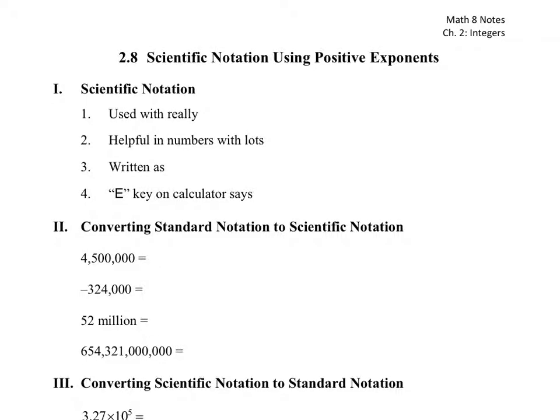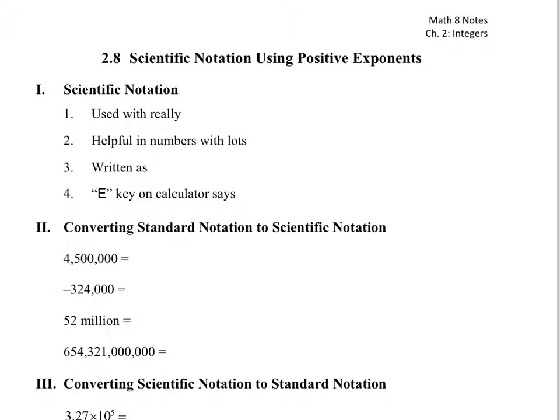Okay, 2.8, scientific notation using positive exponents. Notice that word positive. Positive's a good thing here. Scientific notation is used with really large numbers. And that's today. Today we're going to do large numbers or really small numbers, and this is tomorrow. So today we're going to focus on really large numbers. Tomorrow we'll go really small numbers. Okay?